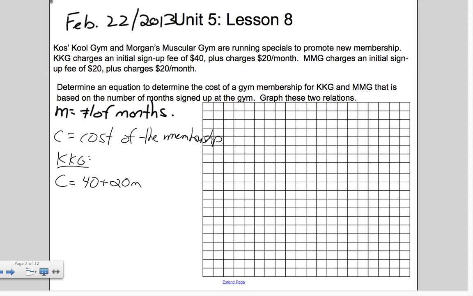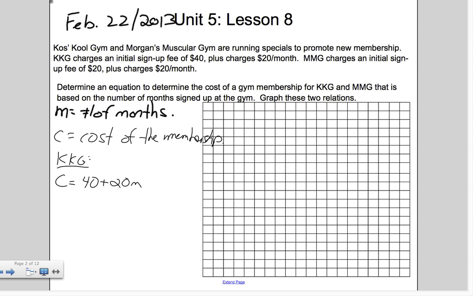Can you explain to us how you got that equation? So the cost of your membership will be the initial $40. So that's the 40 plus, and then 20 would be your monthly fee. So however many months you have is represented by M. Right. So our cost fluctuates with our months. It depends on the number of months that we have, and that's spending $20 a month.